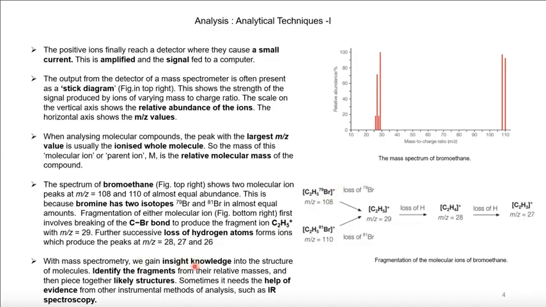What happens then? This gives us insight into the structure. If we can identify the fragments, we can piece them together and give a likely structure. But that is not always true. We have to have other techniques, and especially with the help of IR, we can confirm this structure. So this is what happens.